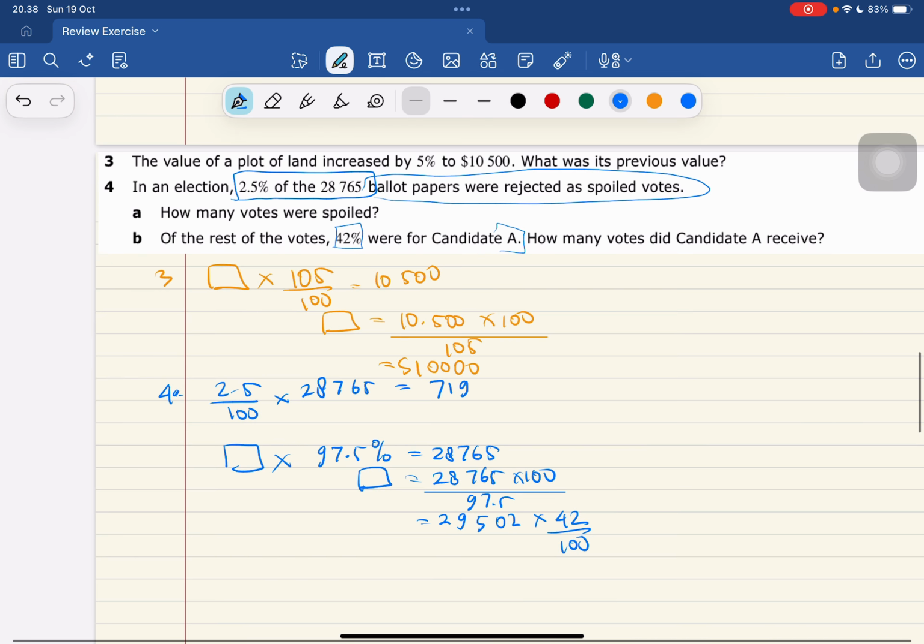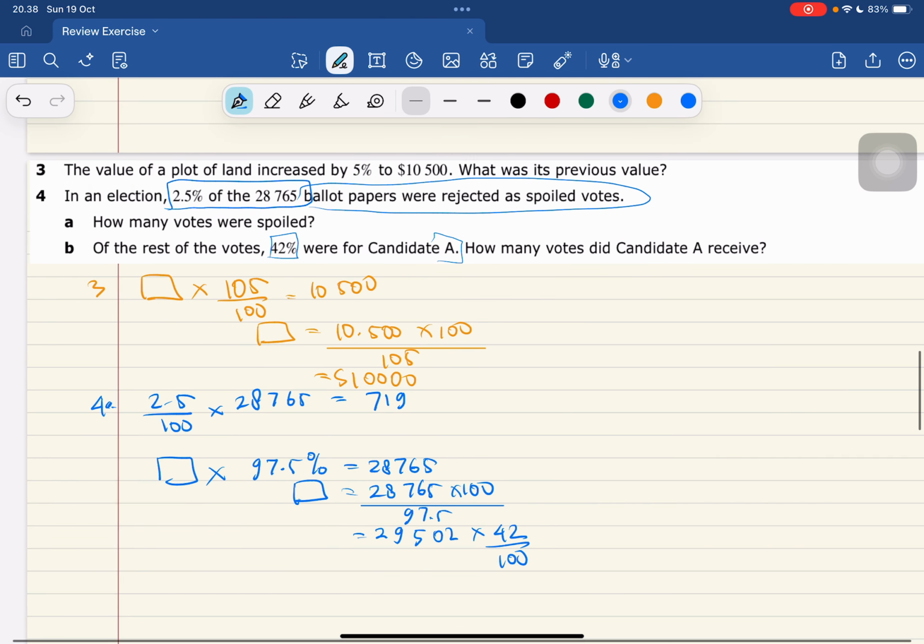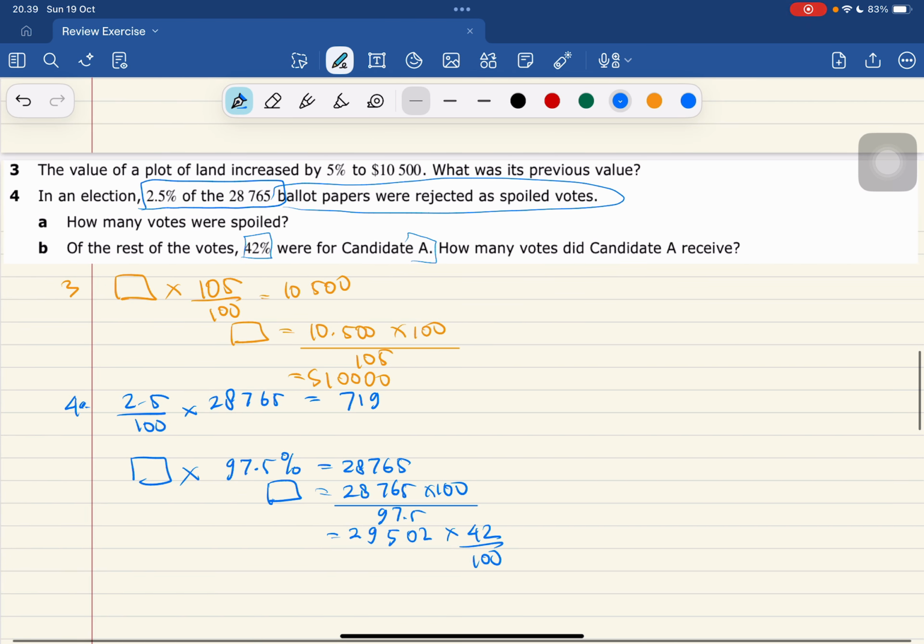Of the rest of the votes, 4 were for candidate A. So in the election, 2.5% of the 28,765 ballots were rejected as spoiled. How many votes were spoiled is 719. So the rest, okay, we can make it from here, I think.